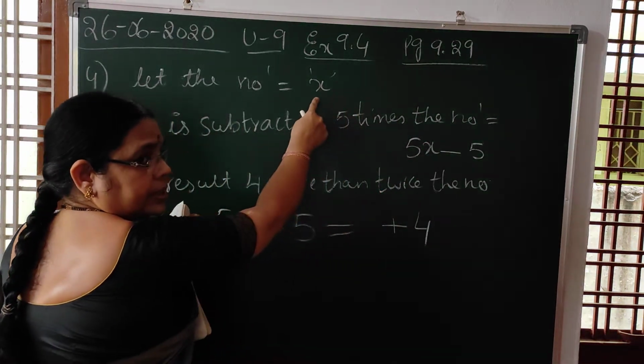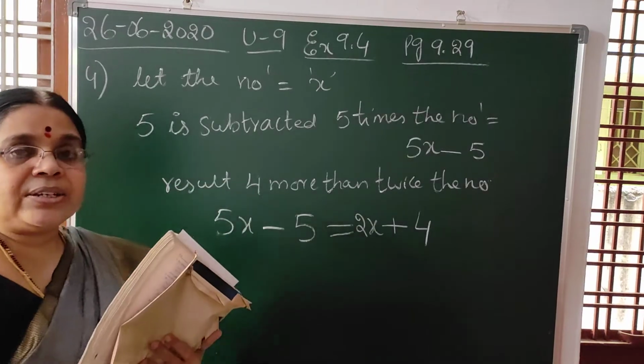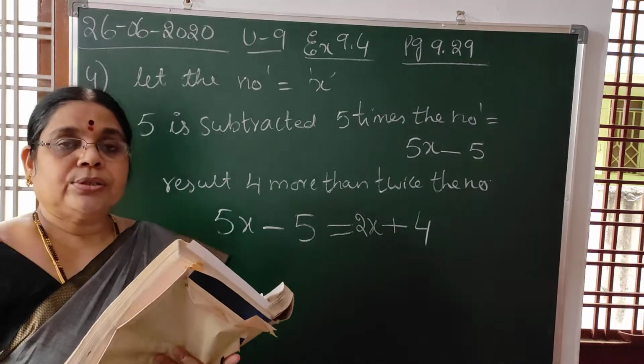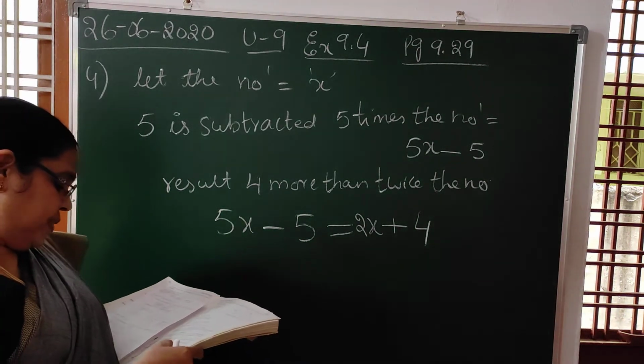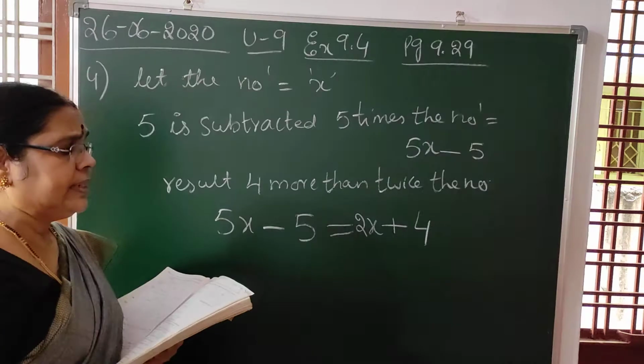What is the number here? x. Twice the number is what? 2x. So what is the equation you are going to get? 5x minus 5 is equal to 2x plus 4. Clear? You are asked to find the number.